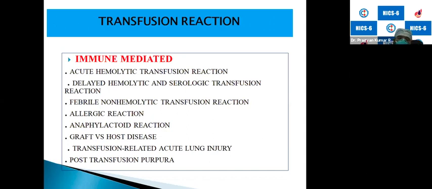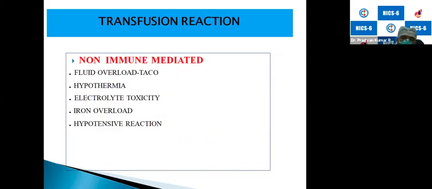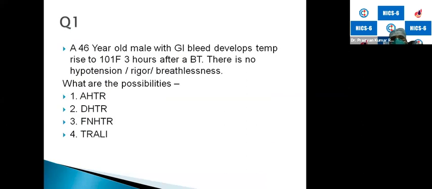Transfusion related acute lung injury is a very interesting phenomenon which you must have seen your doctors discussing quite often after a blood transfusion in an ARDS patient. Post transfusion purpura. Coming to non-immune mediated, there are majorly 4 or 5 which we need to consider. One is transfusion associated cardiac overload or fluid overload, hypothermia, electrolyte toxicity, iron overload, hypotensive reaction, which we'll be discussing in coming slides. Just for the sake of understanding, I have prepared a question.